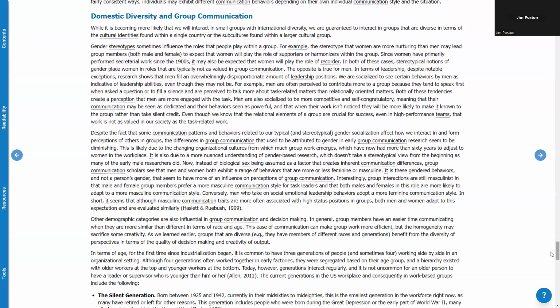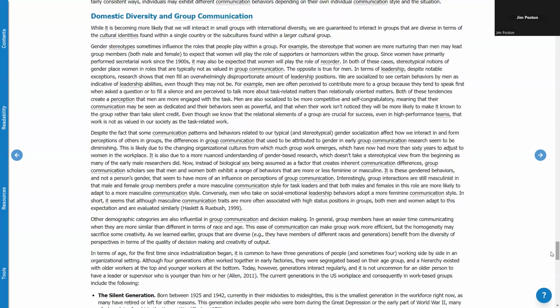Gender stereotypes sometimes influence the roles that people play within a group. For example, the stereotype that women are more nurturing than men may lead group members, both male and female, to expect that women will play the role of supporters or harmonizers within the group. Since women have primarily performed secretarial work since the 1900s, it may be expected that women play the role of recorder. In both of these cases, stereotypical notions of gender place women in roles that are typically not as valued in group communication. The opposite is true for men.